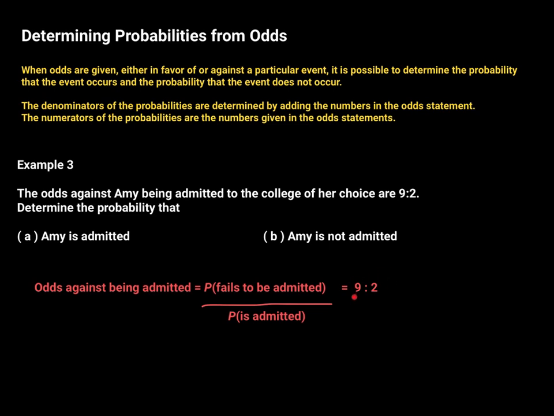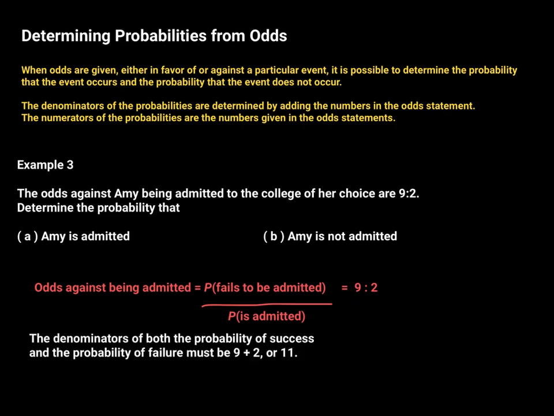I want to make sure that we understand what the 9 represents and what the 2 represents. Since the odds statement is 9 to 2, the denominators of the probabilities are determined by adding the numbers in the odds statement. So we have 9 and 2 in the odds statement. Therefore, the probability of success and the probability of failure both have a denominator of 9 plus 2, which is 11. All right, so now we know the denominator.